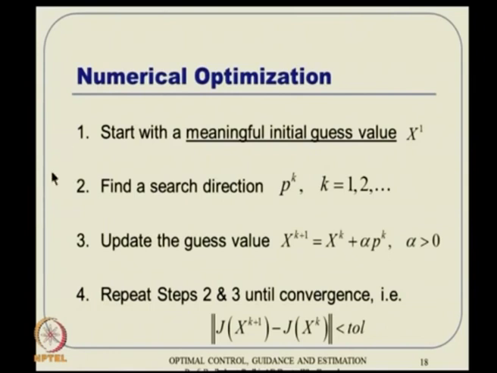The first one, the philosophy remains the same. The philosophy is something like this: you start with a meaningful initial guess and then find a search direction, some direction has to be found out, then update the guess value properly in that particular direction for some step, and repeat the procedure until there is convergence. That means you do not see any further improvement. So that is the generic procedure for all numerical optimization.